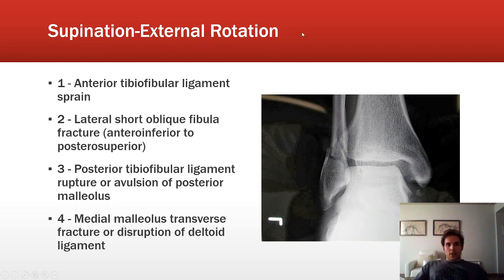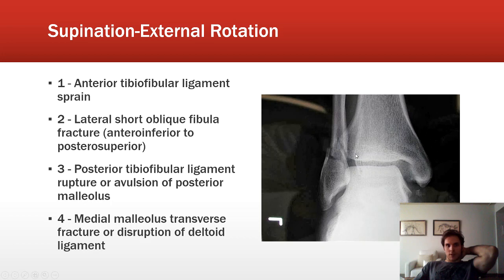Next, we have supination external rotation. So the foot position is the same, but the force now is different. You have an external rotation force. So you have a supinated foot. Where does the force start? It starts at the level of the anterior tibiofibular ligament. So right here. That's the first structure to be damaged.